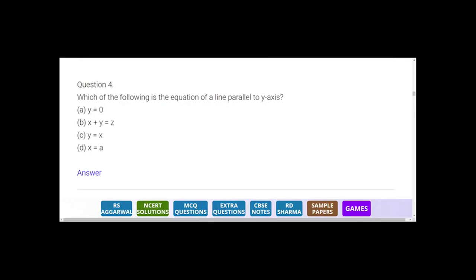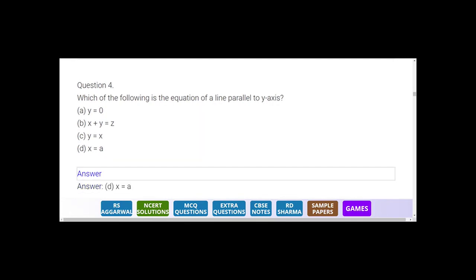Question 4 for Bhumika. Can you answer this? Which of the following is the equation of a line parallel to y-axis? Bhumika. Parallel to y-axis. Ma'am, x is equal to a. Correct.